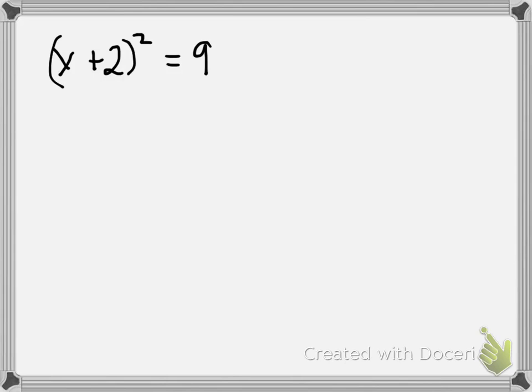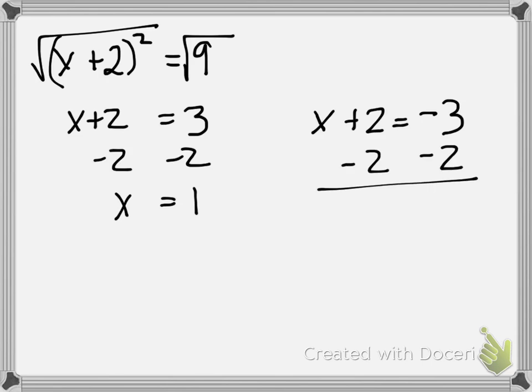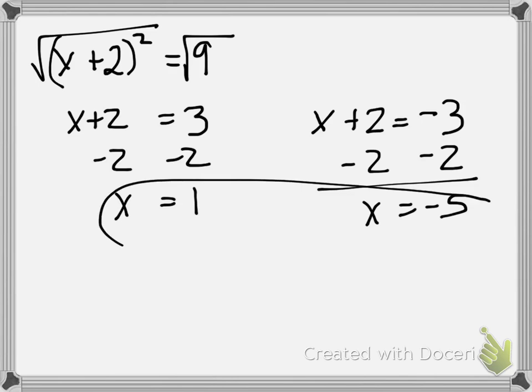Okay. First, you find the square root of each side. The square root of the first section is x plus 2. Then the square root of 9 is 3. Then you subtract 2 from both sides to get x equals 1. And then you could do x plus 2 equals negative 3, and then minus 2 on each side. That gives you x equals negative 5. So I guess you have your two answers.